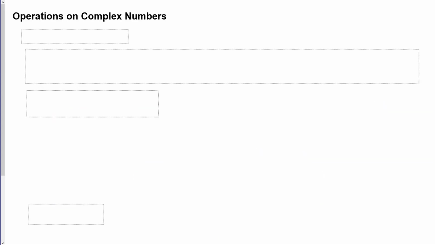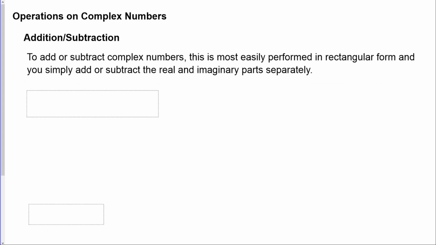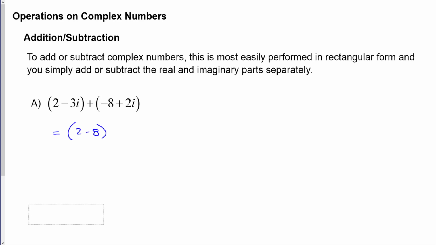Okay, operations on complex numbers. Addition and subtraction. To add or subtract complex numbers, this is most easily performed in rectangular form, and you simply add and subtract the real and imaginary parts separately. So for instance, here are two imaginary numbers that I want to add together. So all I need to do is take the real parts and group them, the imaginary parts and group them.